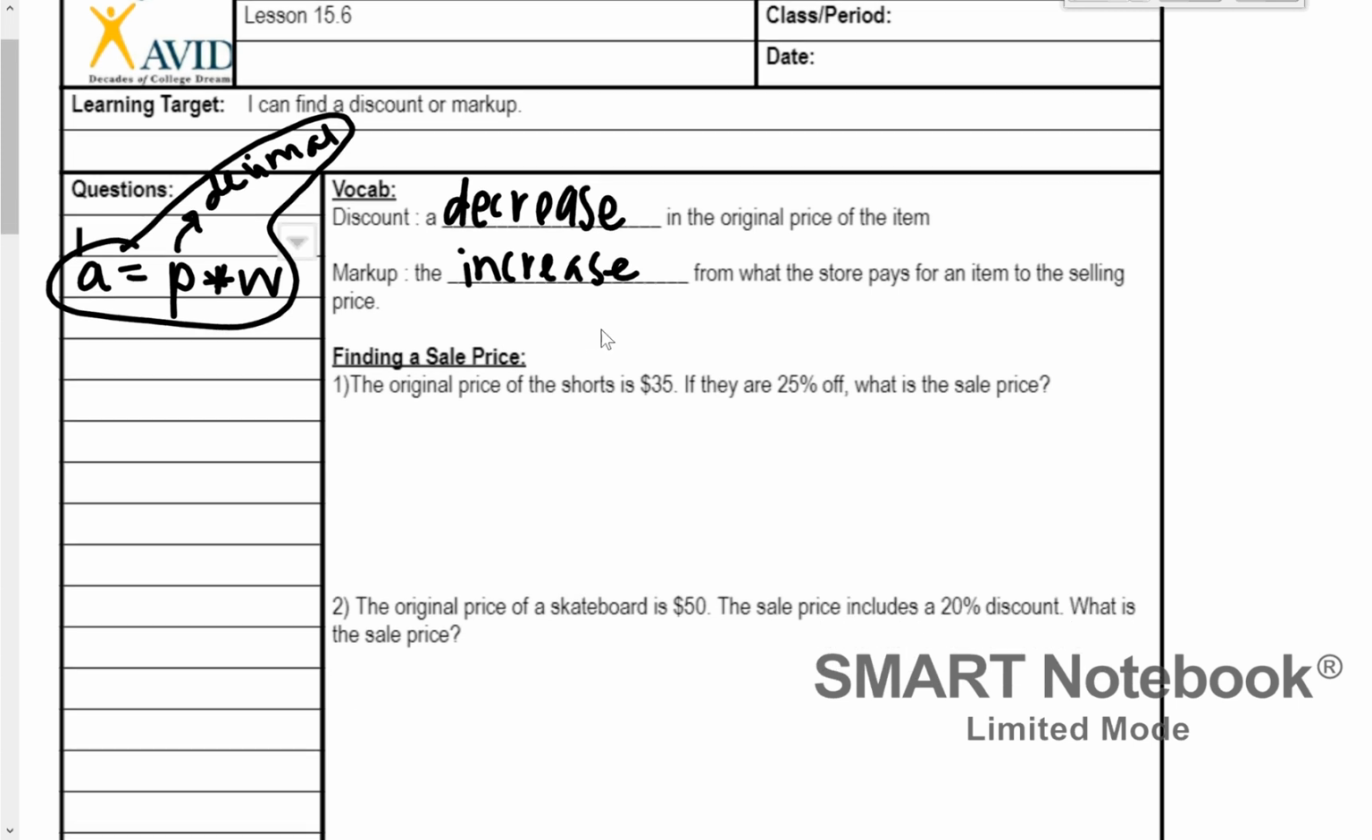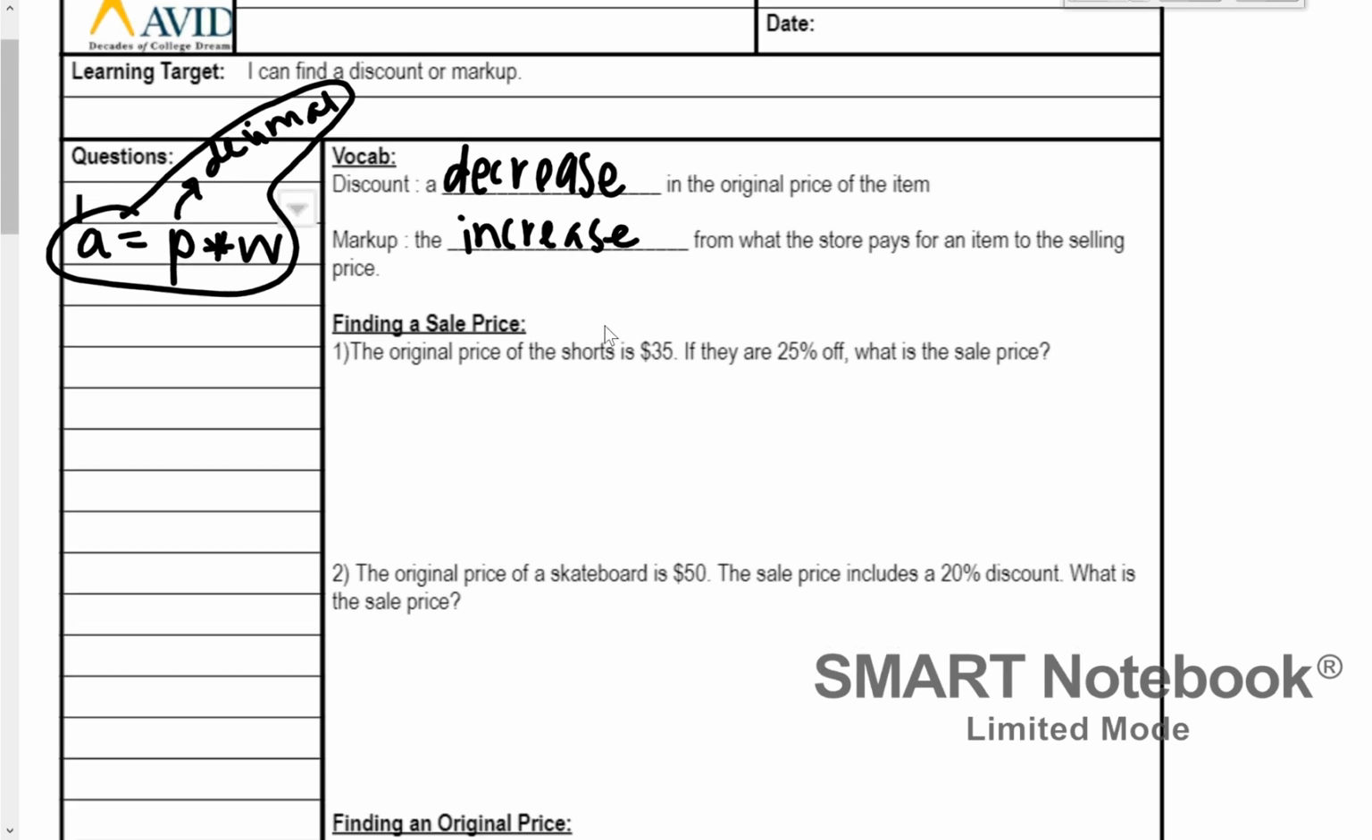So for these first examples, we're going to be finding the sale price. The original price of shorts is $35. They're 25% off. What is the sale price? So we're going to use that equation: part equals percent times whole. We want to know the sale price. We want to know how much you're going to pay.